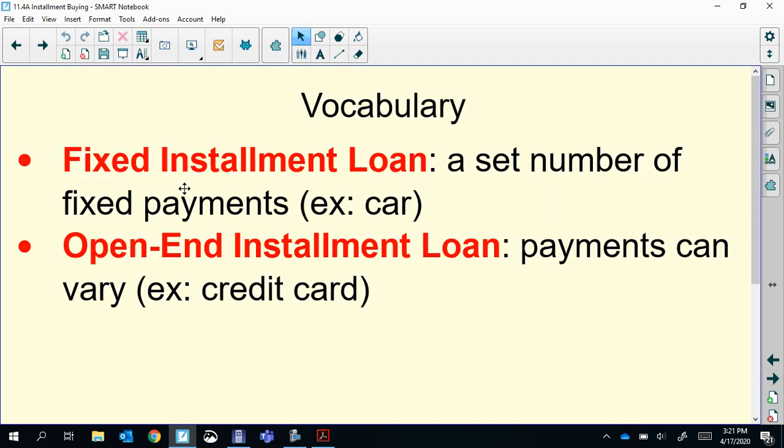So there's a fixed installment, which is like what you would do with a car payment. You set it up, you figure out the purchasing price, and then figure out the amount that will be paid every single month for 60 months or 72 months or whatever, 5 or 6 years, depending on what they set up. Or there's open-end installment, like a credit card, and your payments can vary.